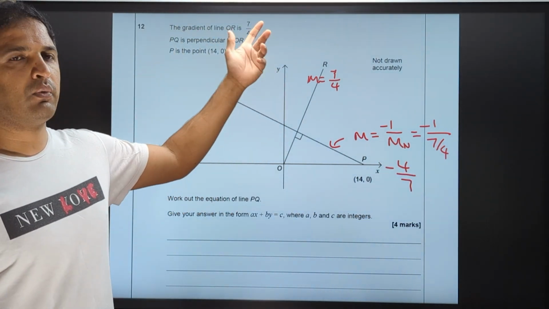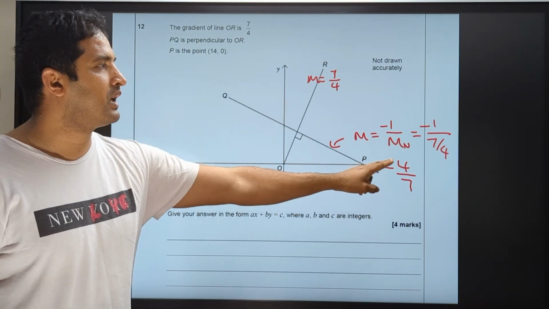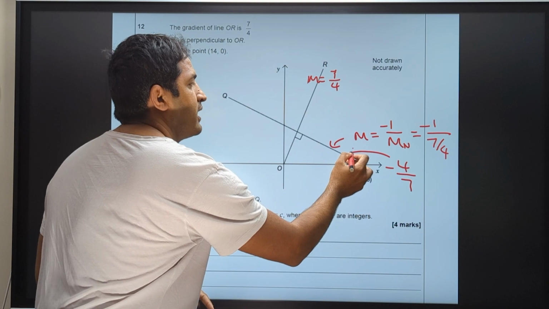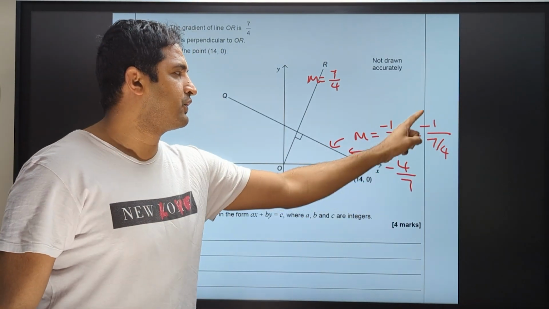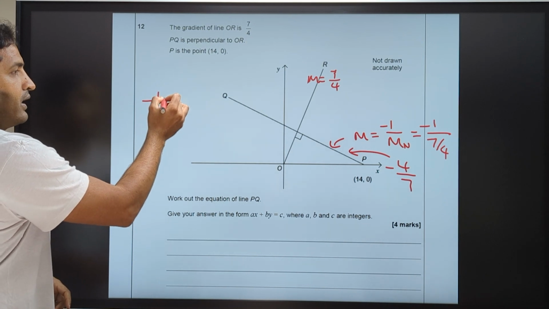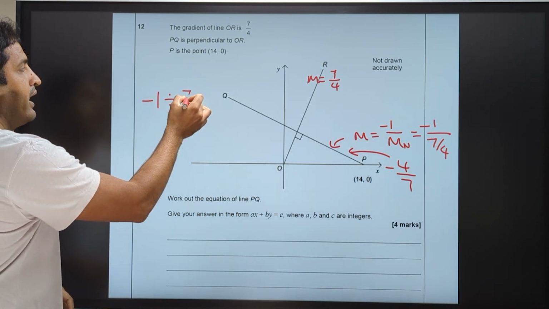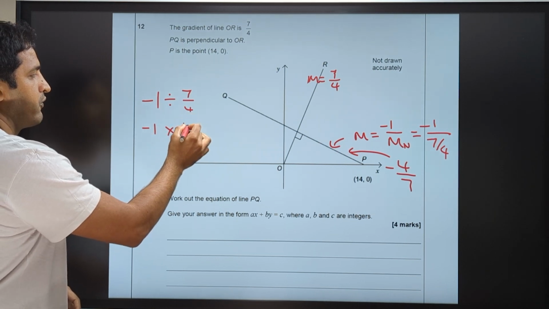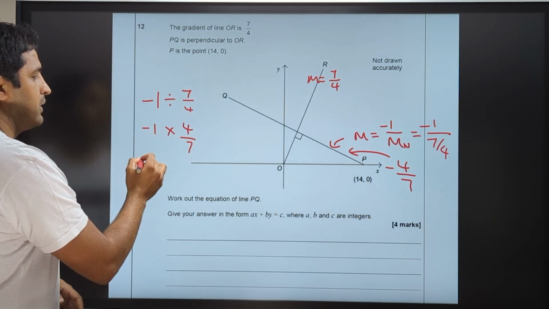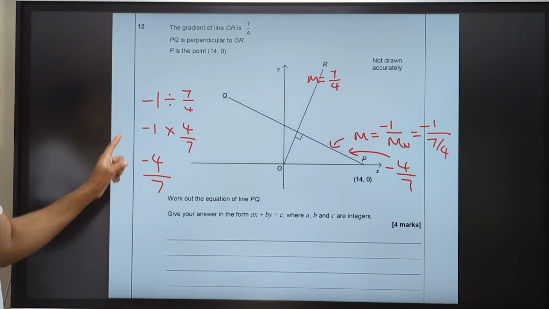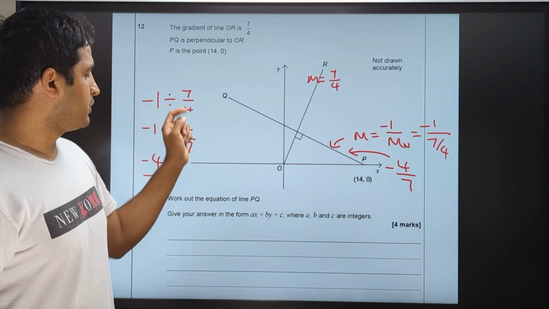Okay, negative reciprocal of that one. So -4/7. That's what we get for the gradient of this line here. When you do that calculation, this is what you get. Again, if you're not sure, have a look at this: -1 divided by 7/4. Keep, change, flip. 4 times negative 1 is negative 4 over 7. Okay, that's what you would get for the gradient of QP.